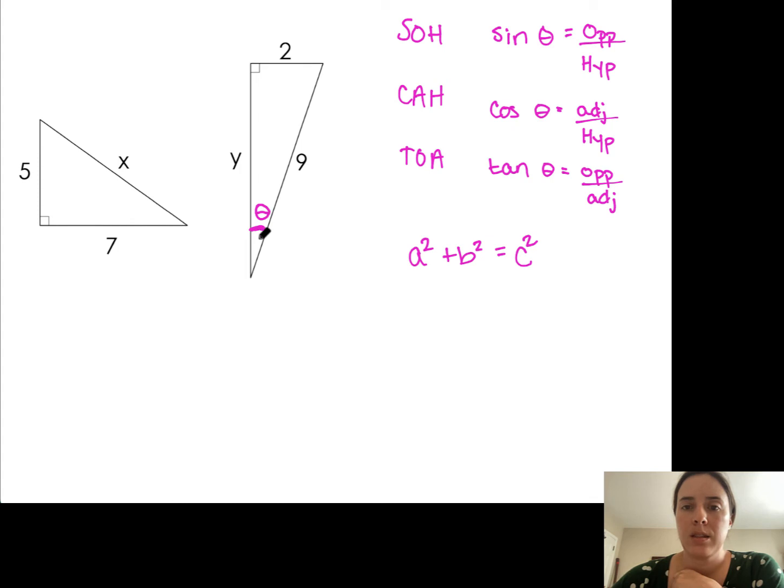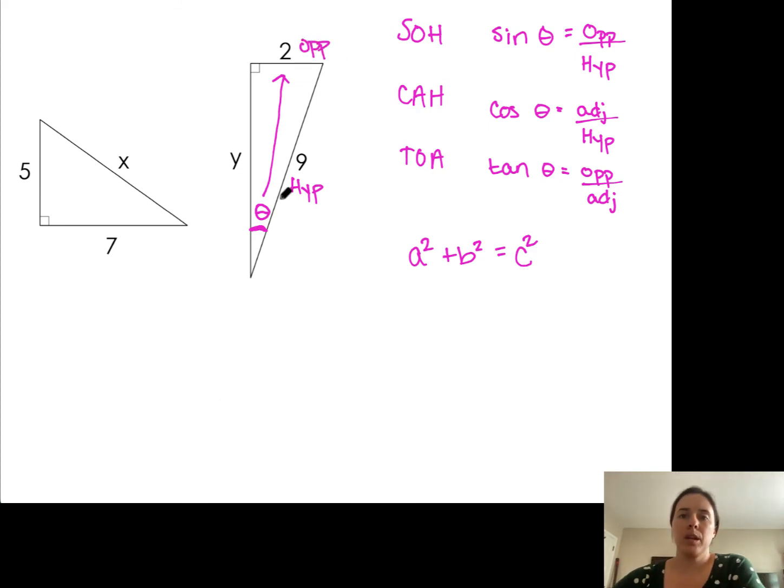So 9, that's the hypotenuse of our triangle. So the 2, that's going to be our opposite leg. So we know the opposite and we know the hypotenuse. So let's use sine.